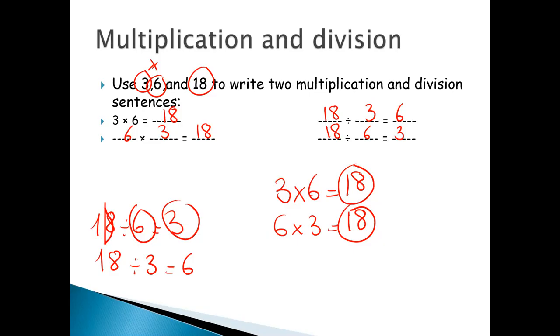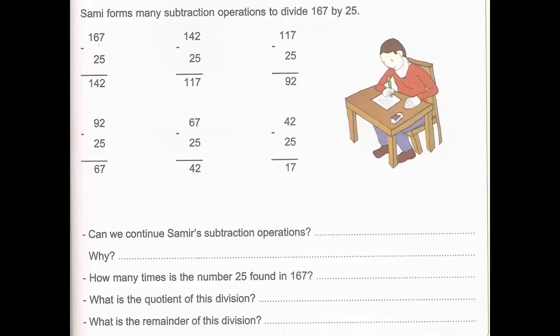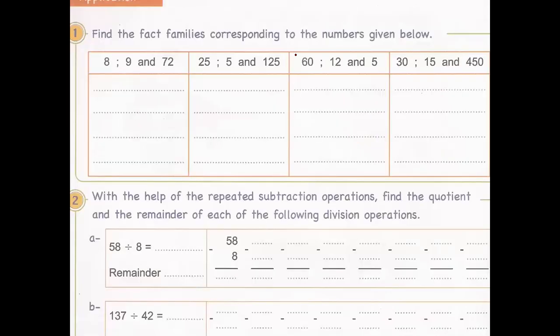Okay, this is the relation between 3, 6, and 18. What do we call the relation between these 3 numbers? We call it a fact family. So this is the fact family of 3, 6, and 18. When I say write the fact family of these 3 numbers, we have to write 2 multiplication sentences and 2 division sentences.